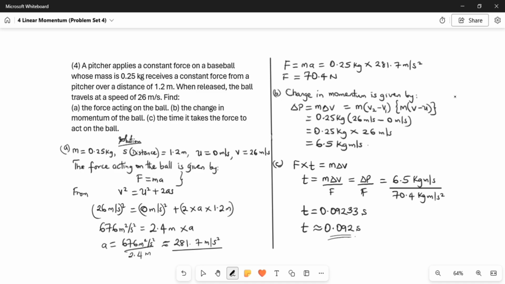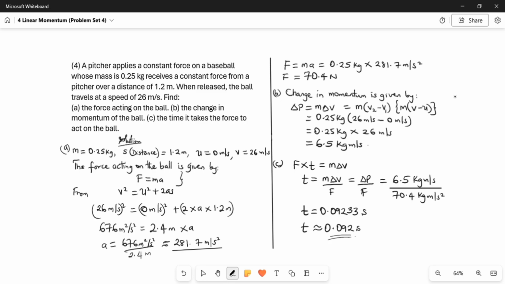So from this, we can now get the value for the force acting on the ball. The force is given by F = ma, where the mass is 0.25 kg and acceleration is 281.7 meters per second squared. So by the time we multiply, we are going to arrive at 70.4 newtons.